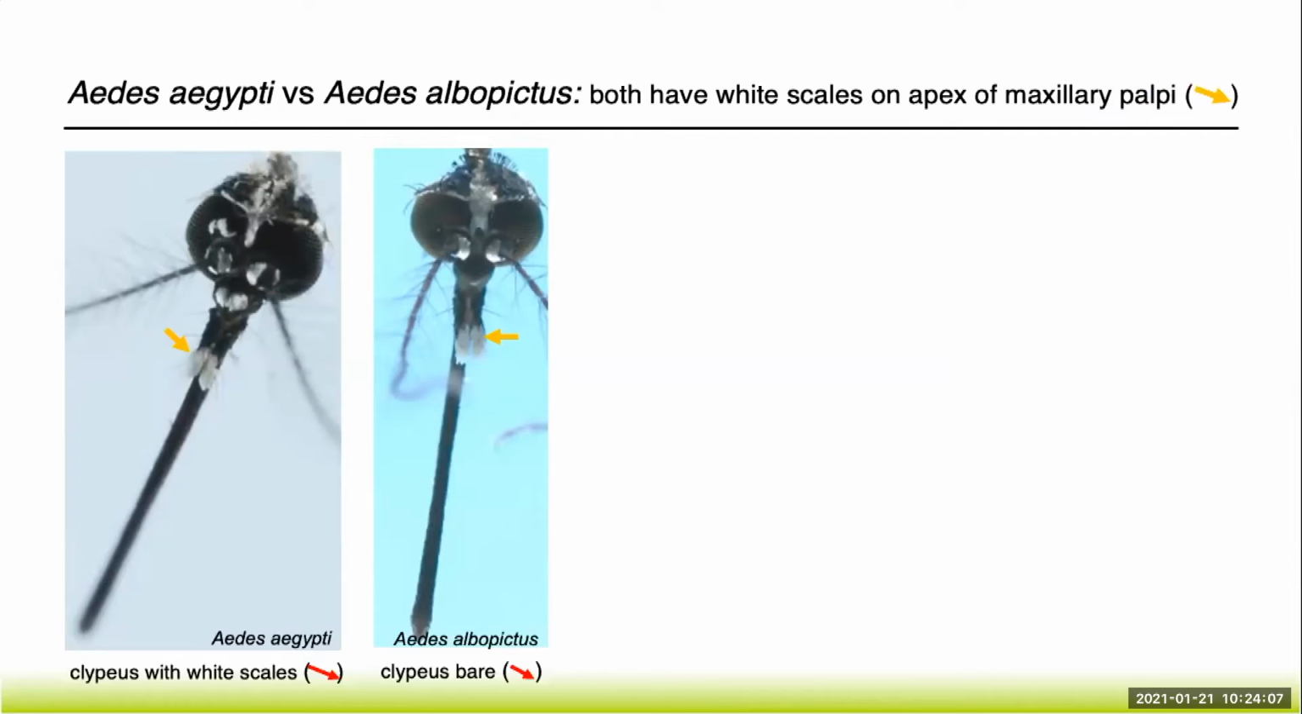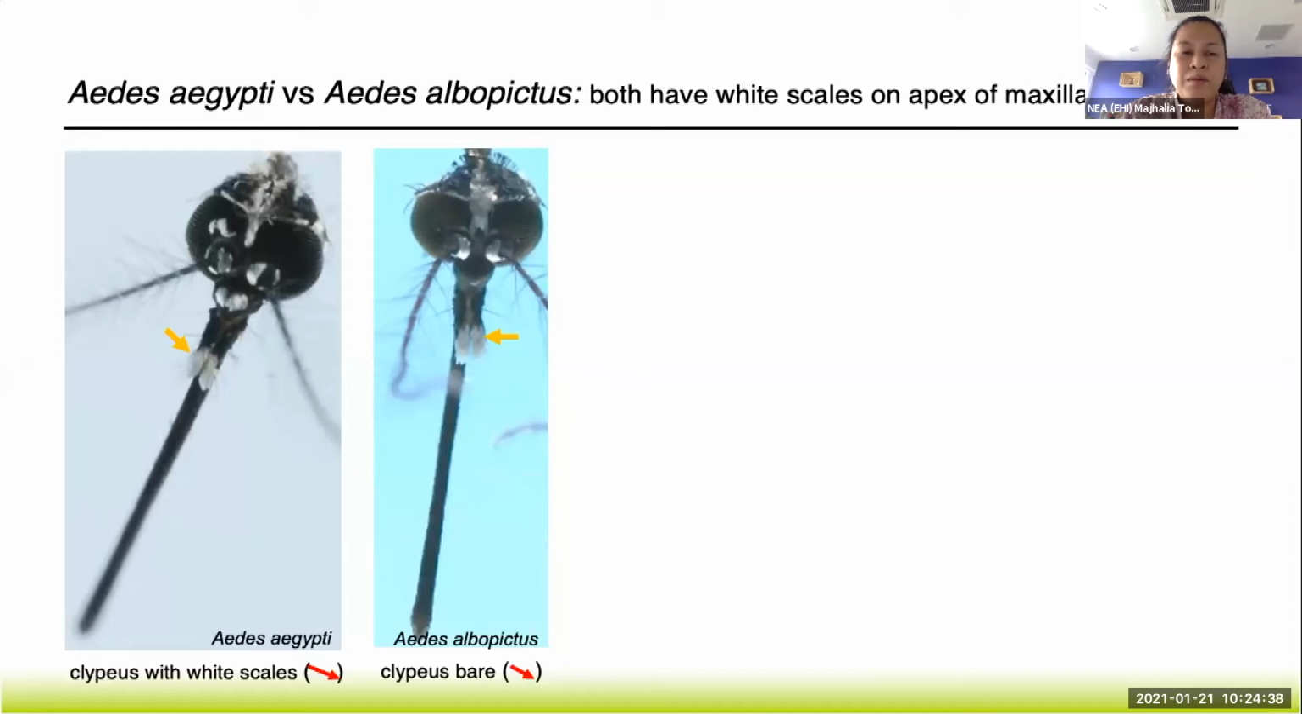Thank you. There will be white scales on the clypeus of the Aedes aegypti, but for Aedes albopictus, there are no scales at all. It's actually what we call bare. However, I must caution you, you have to check first if your mosquito is male or female, because I noticed that the males, if you want to check, just try it yourself. Males of Aedes aegypti don't have the white scales on the clypeus.